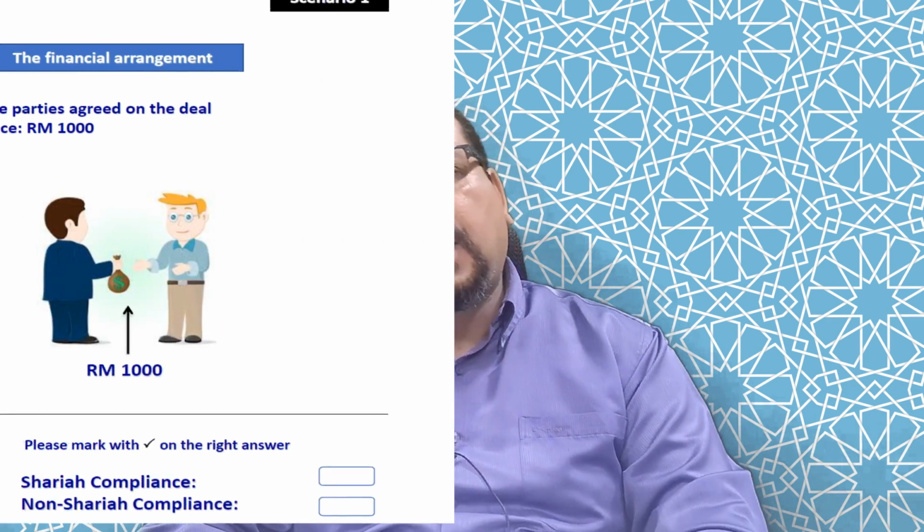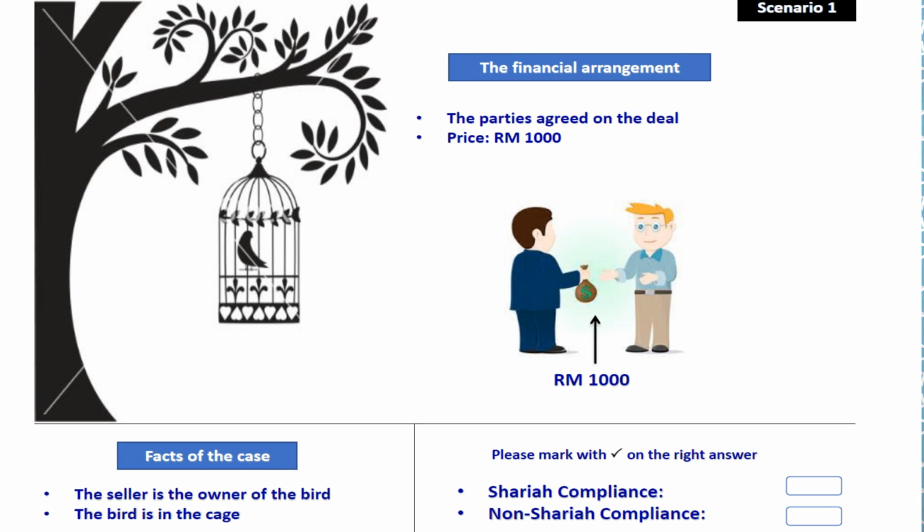So let's start by giving the example of a case whereby you have two parties who want to close a deal for a bird with the price of 1,000. The bird is in the cage. That's basically the fact of the case. The seller is the owner of the bird, the bird is in the cage, and the price is determined at 1,000.